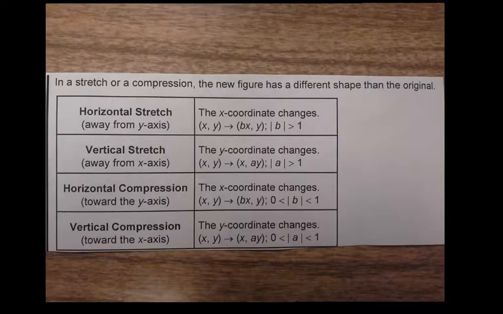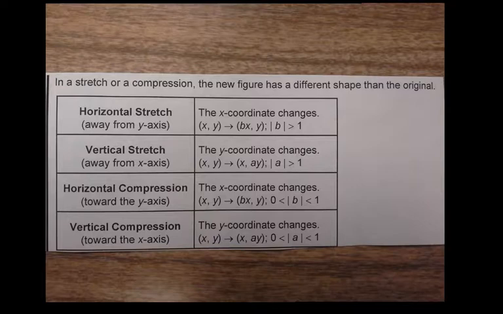We also have two more transformations, which are stretch and compression. So in total 4 transformations that we look at. The first 2 were translation and reflection. So now let's look at stretch and compression. For stretch and compression, there's horizontal stretch and there's vertical stretch. Horizontal compression and vertical compression. So let's look at what they mean.